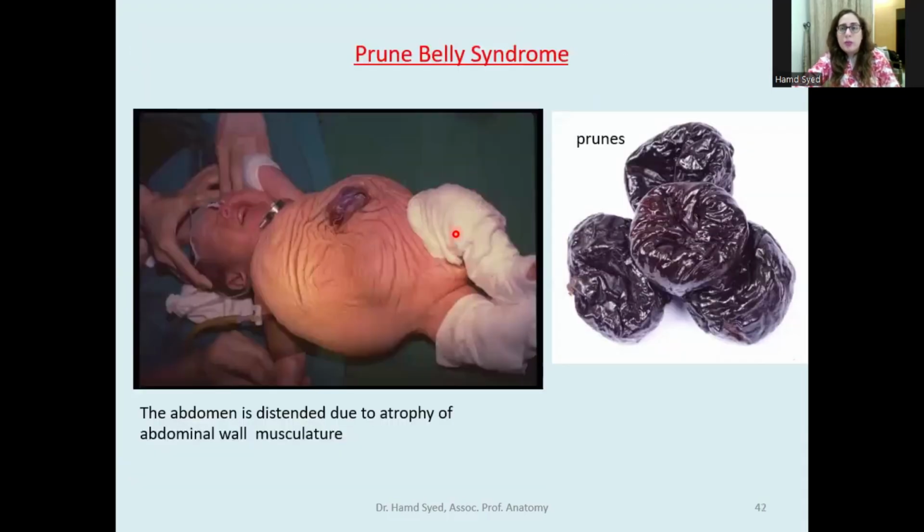Prune belly syndrome is another congenital anomaly of the muscles in which the abdominal wall muscles are absent. So the abdomen is distended because of atrophy of abdominal wall musculature, giving the appearance of dried plums, also known as prunes. Therefore, it is known as prune belly syndrome.